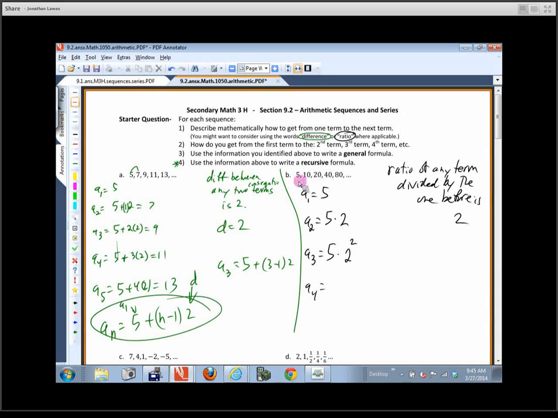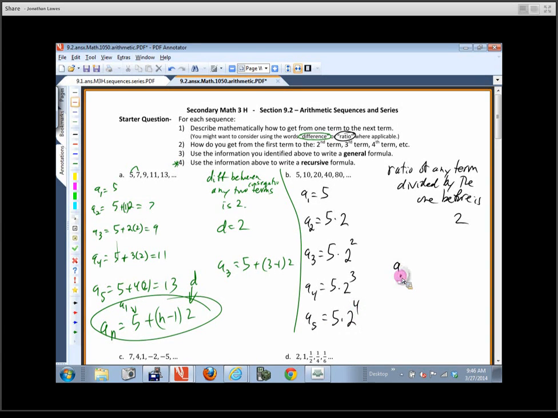So if I'm starting at the first term and I want to get to the fourth term, I've got a times by 2, times by 2, times by 2. So I start at the first term. How many 2's do I have to multiply by? 3. So what's the formula for the fifth one? 5 times 2 to the fourth.